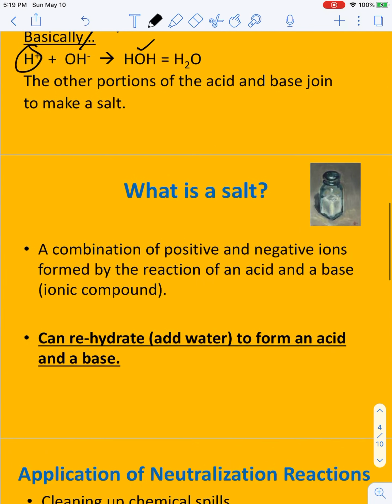So what is a salt? A combination of positive and negative ions formed by the reaction of an acid and a base. So again, that's those cations and anions, and we don't always mean table salt, although table salt, NaCl, is an excellent example of a neutralization reaction result when we combine hydrochloric acid and sodium hydroxide.